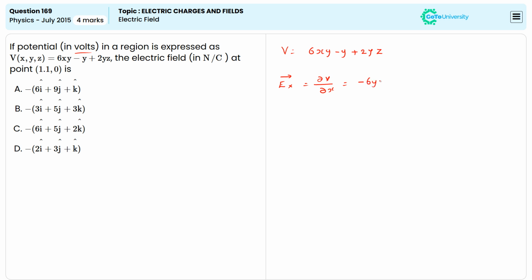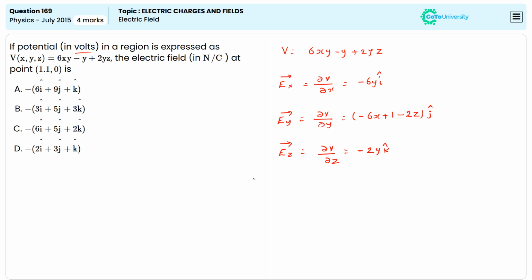-6y i, and Ey vector is equal to -∂V/∂y, we get the value (-6x + 1 - 2z) times j. Then this is i cap and this is j cap, and Ez vector is equal to -∂V/∂z, which is equal to, we get the answer, -2y k cap.